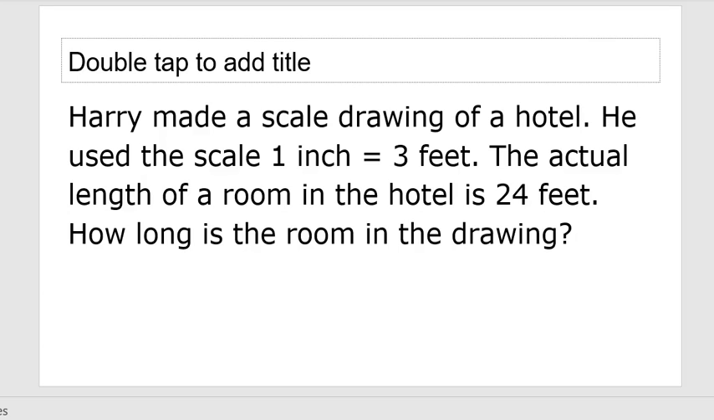Alright, so we're going to go over some word problems that you had to deal with. It says Harry made a scale drawing of a hotel. He used a scale of 1 inch to 3 feet. The actual length of the room in the hotel is 24 feet. How long is the room in the drawing?